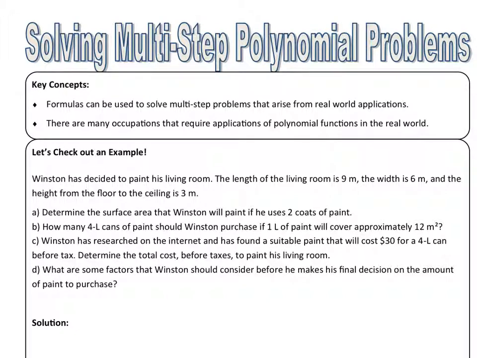Winston has decided to paint his living room. The length of the living room is 9 meters. Now, I like to highlight the key important stuff, so I'm going to highlight. It's 9 meters, the length. The width is 6 meters. And the height from floor to ceiling is 3 meters. So I'm going to keep that in mind. 9 is the length, 6 is the width, height is 3. So A says we're going to determine the surface area if he is going to use 2 coats of paint.